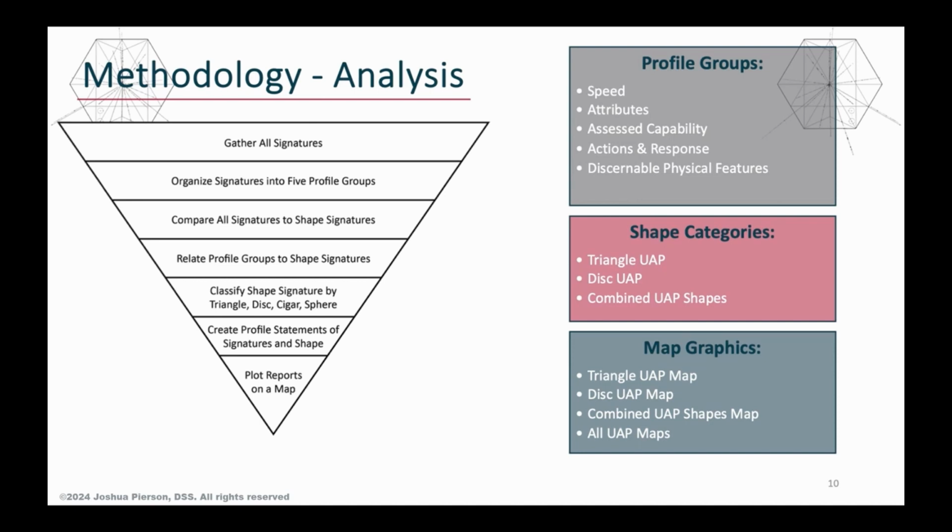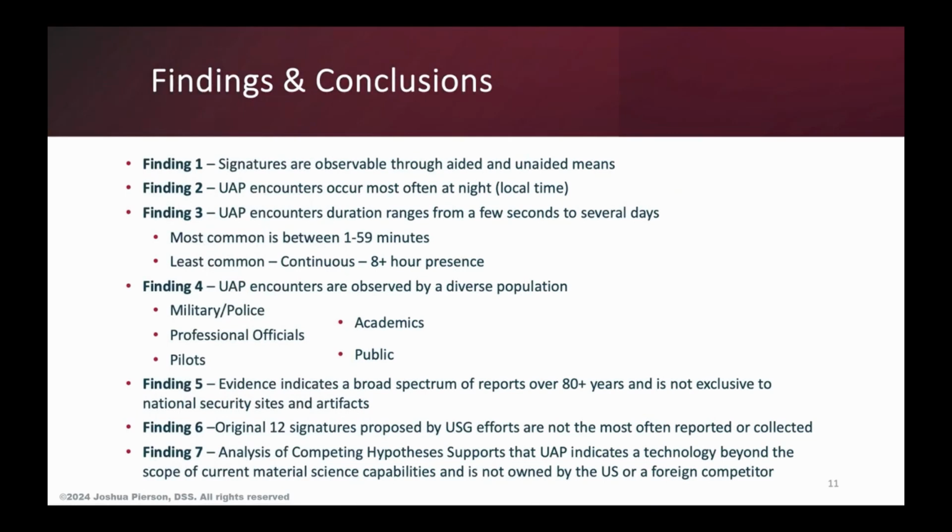After categorizing shapes, I then compared profile groups to the shape categories, depicted on the right in the red text box. After the comparison, I developed profile statements and plotted the reports on a map. The map graphic is not included in this presentation. This slide depicts the 7 findings that were the result of analysis.